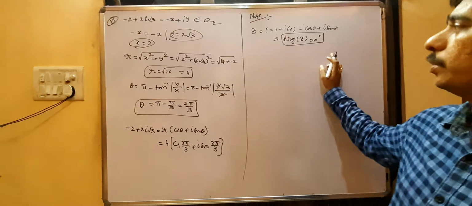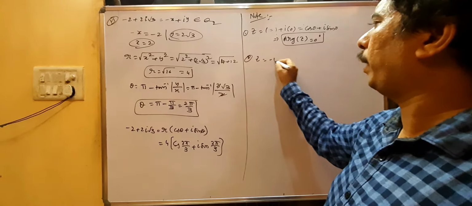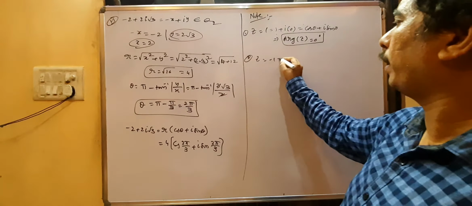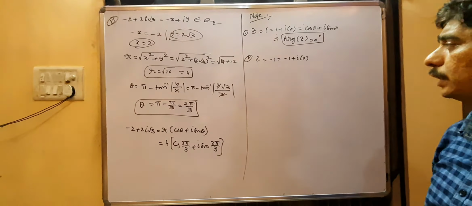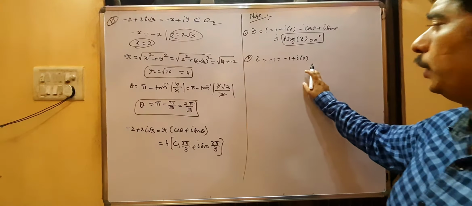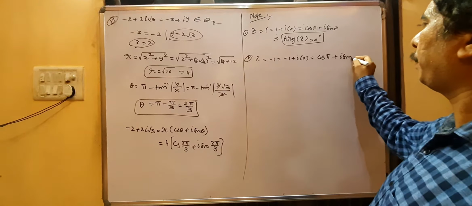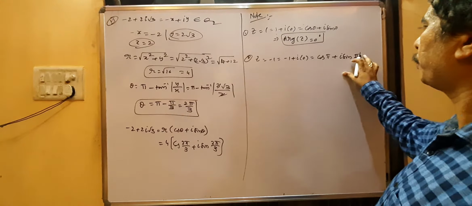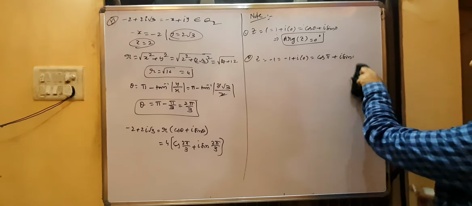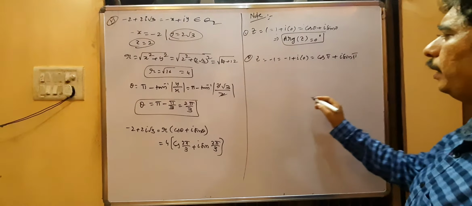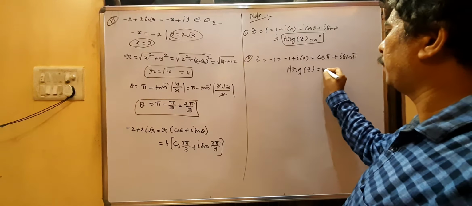So if the complex number z is 1, the argument of z is 0 degrees. If the complex number z equals minus 1, that can be written as minus 1 plus i into 0. Cos theta is minus 1, sin theta is 0. So that is cos pi plus i sin pi. So obviously the argument of z is pi.